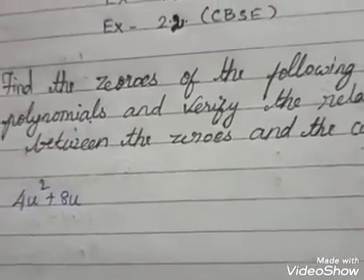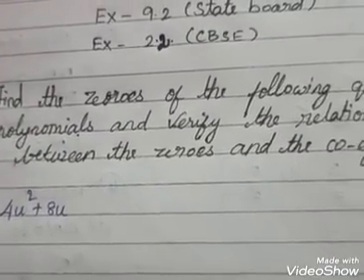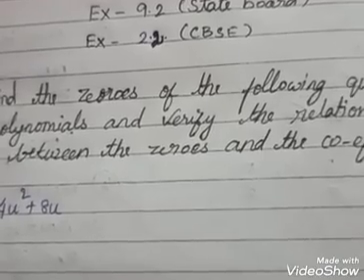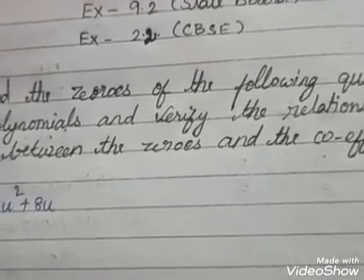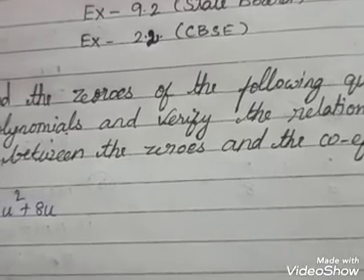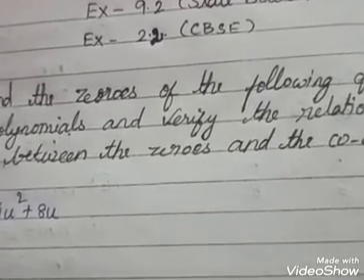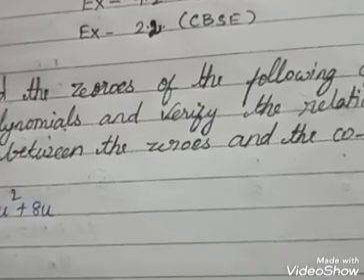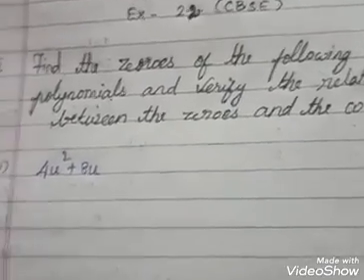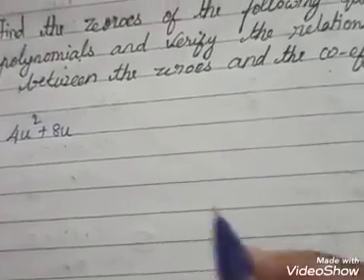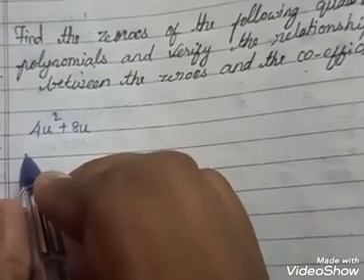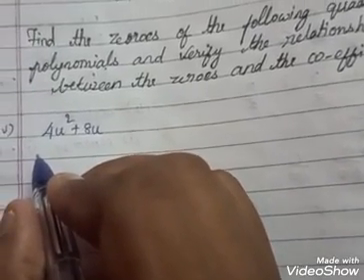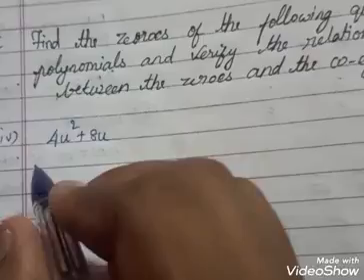Hi students, good morning to all. Last class we discussed how to find the zeros of a polynomial and verify the relationship between the zeros and the coefficients. Now we continue the same exercise. The fourth question, first Roman numeral: 4u square plus 8u. Here we need to find the zeros and also verify the sum and product of the zeros of the polynomial.